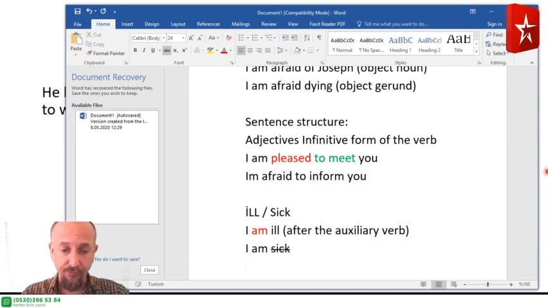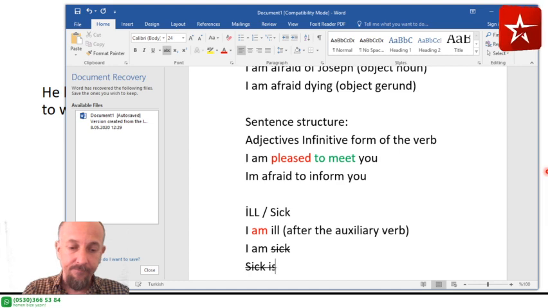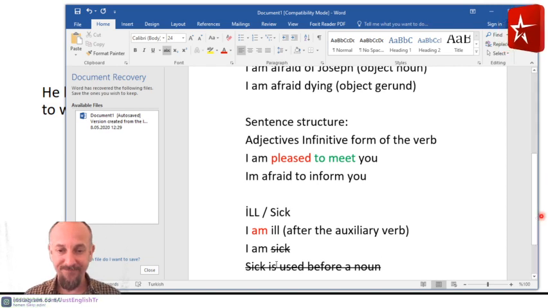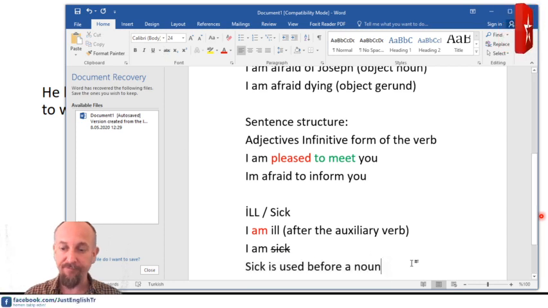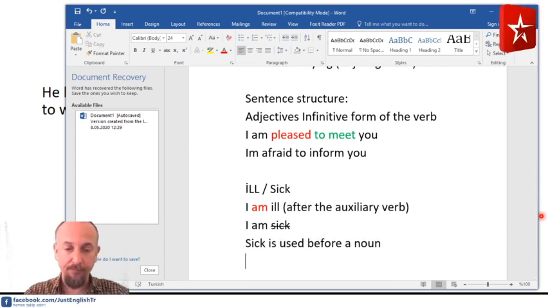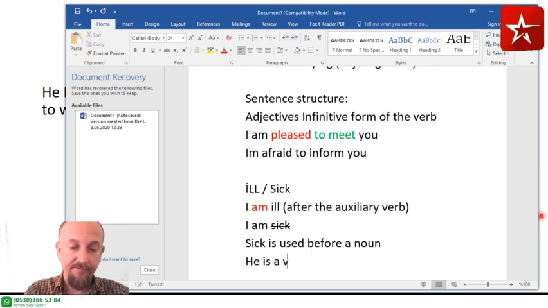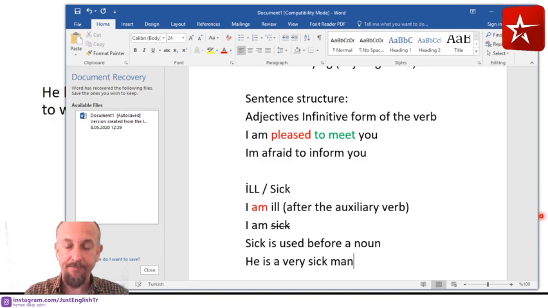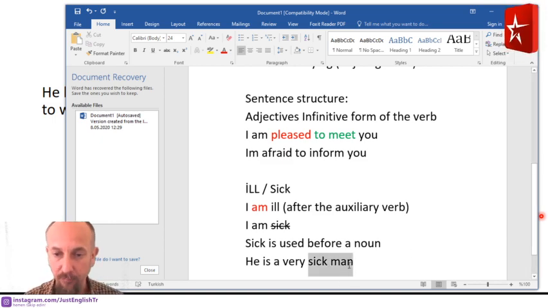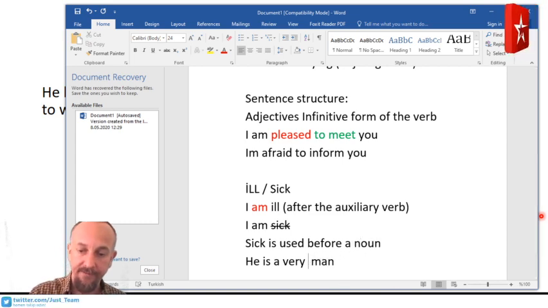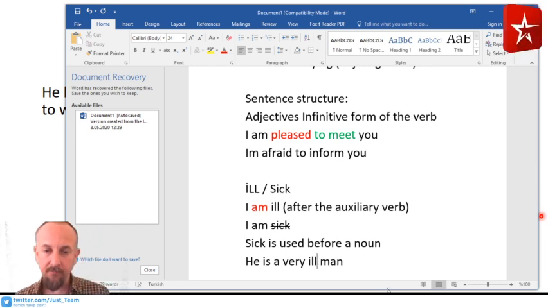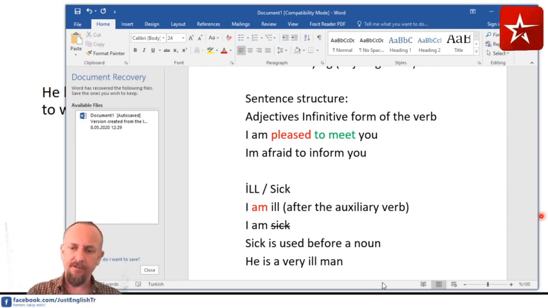Sick instead should be used before a noun. For example, he is a very sick man. And now we have that noun form. That would actually be the correct usage of that. If we took that away and said he is a very ill man, well, I suppose that makes a little bit of sense. You know, but as I said, even with sick man, that would be the correct one.